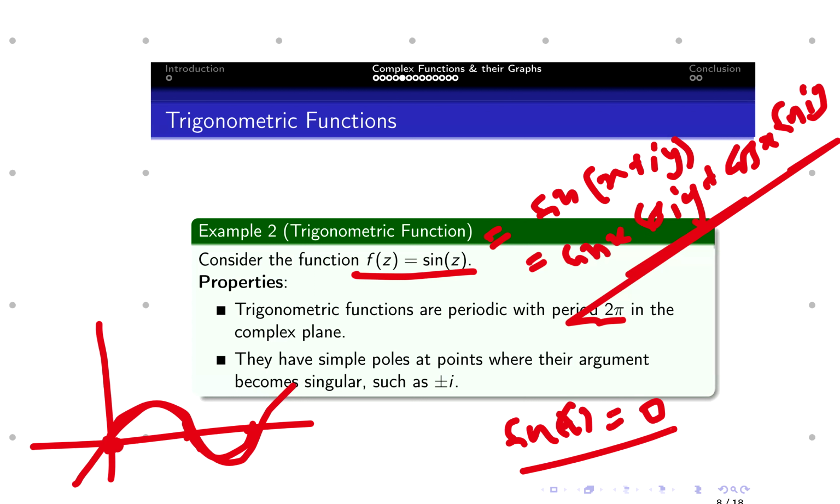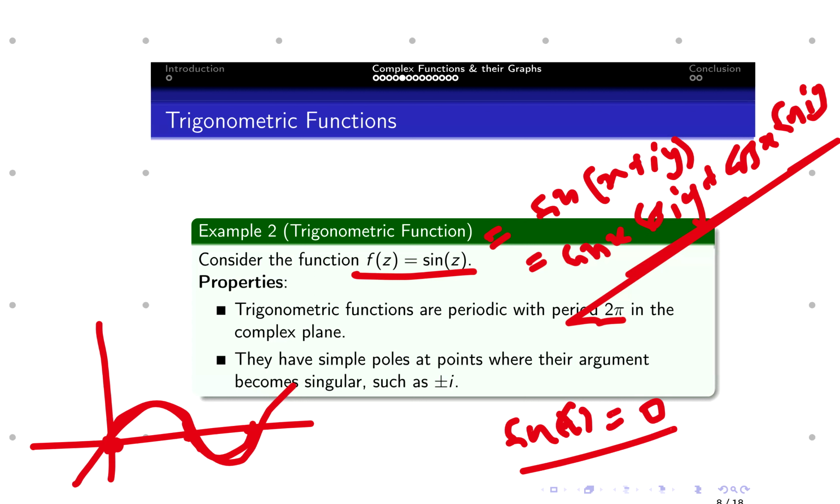So you can already say that the poles are, oh, we are talking about poles here, poles where they're undefined. Well, for sine z, sine is defined everywhere. It's defined for every angle. It's not like tan. Tan is not defined for 90 degrees, for instance.